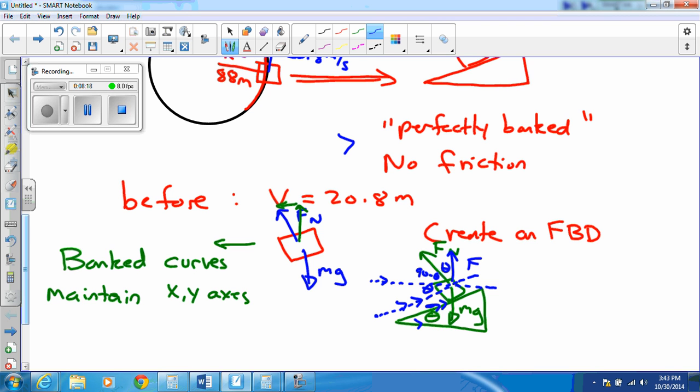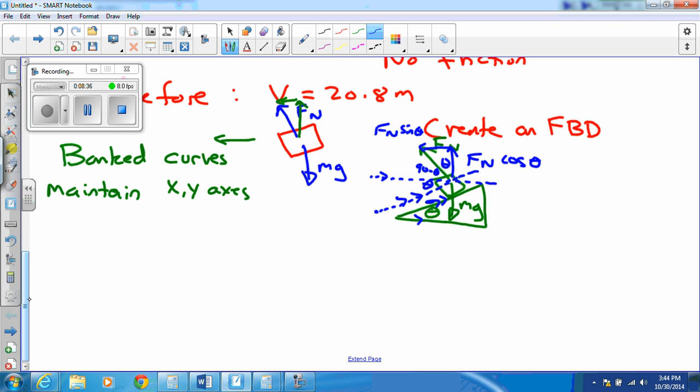Because this component makes the angle of theta with Fn, it is adjacent to the angle theta, and therefore this component is Fn times cosine theta. And that makes the other one Fn times sine theta. Notice that it is opposite to theta right there. Okay, so what we have then is mg pulling straight down. Here's my object. We have Fn cosine theta straight up, Fn sine theta straight in.